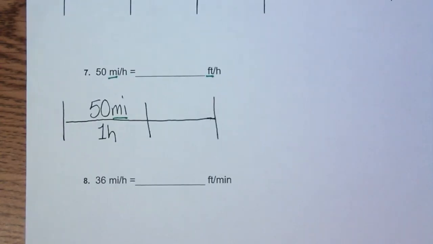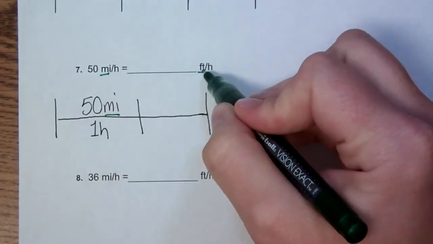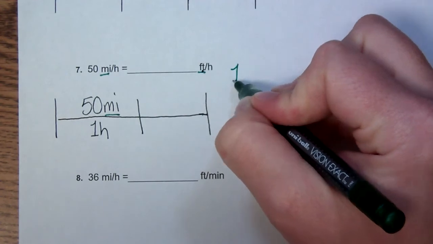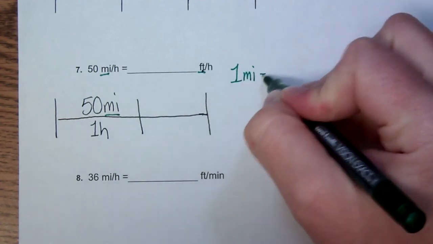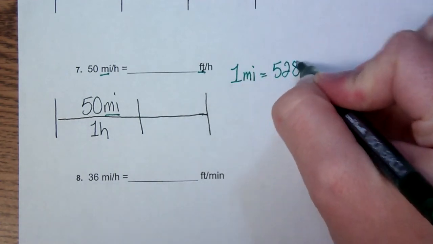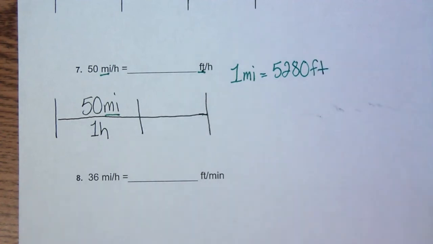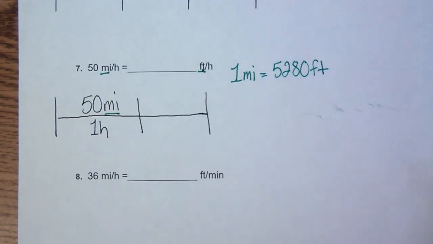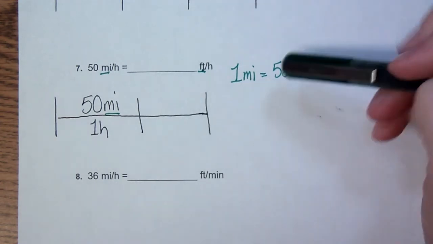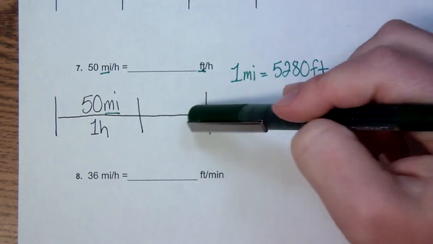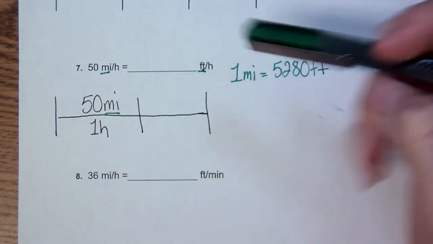What do I know about miles and feet? Miles need to change to feet. I know that in 1 mile, there are 5,280 feet. How do I know? Because I've used that number about 19 times in the last 4 days. So it's just stuck in my brain now. So I'm going to use this unit rate to help me to change miles into feet.